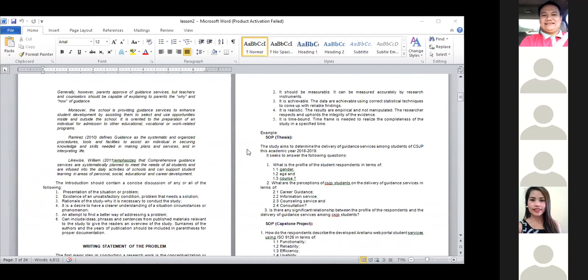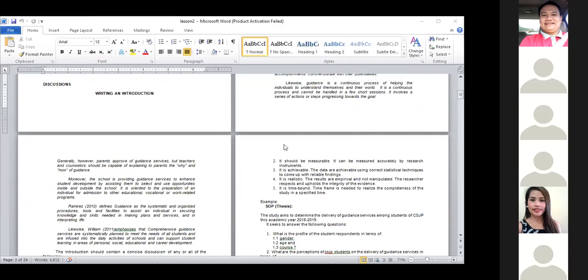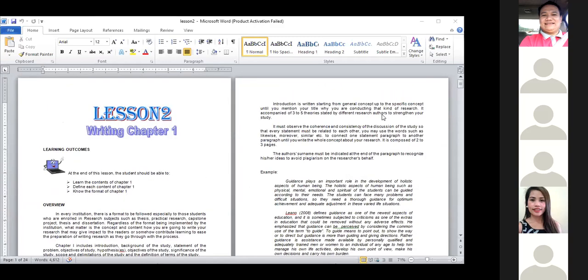Yes. Generally, however, parents approve of guidance services, but teachers and counselors should be capable of explaining to parents the why and how of guidance. Pero bago yon, ito yung sabi dito. Introduction is written starting from the general concept up to the specific concept until you mention your title, why you are conducting that kind of research. It is accompanied by 3 to 5 theories, no, stated by different research authors to strengthen your study.